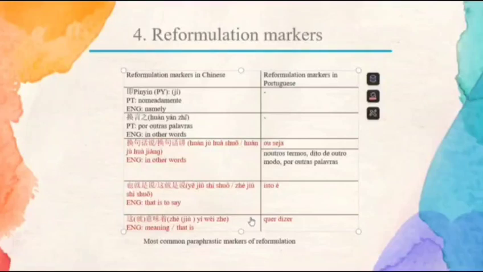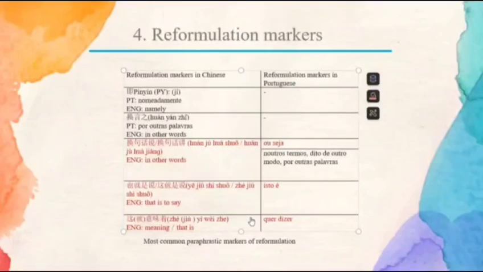As we explore huanju hua shuo, and yiju shi shuo, in Chinese, we find the Portuguese counterparts, ou seja, and isto é. Lastly, the phrase ju, yi wei ju, resonating with quer dizer in Portuguese and meaning, that is to say, in English.